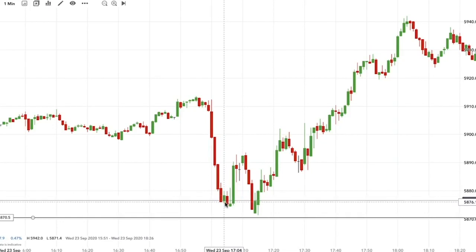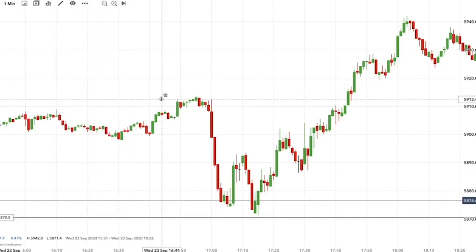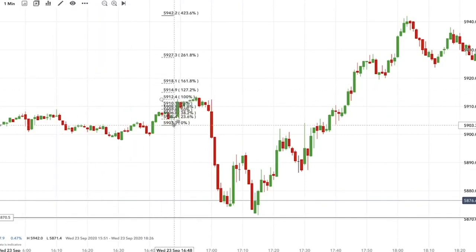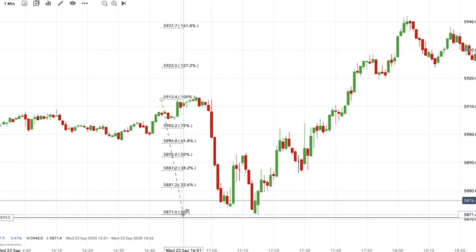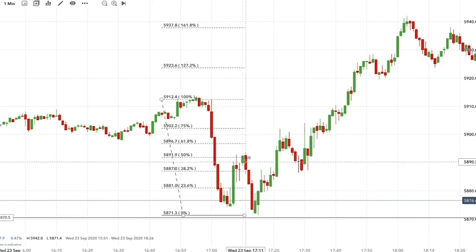And we bought the Ftse with a stop below this key level at 58.70. And what you'll notice is that if we take a Fibonacci tool from the top of the high of the market to the low of this area here, you'll notice that a 50% retrace was this level here.